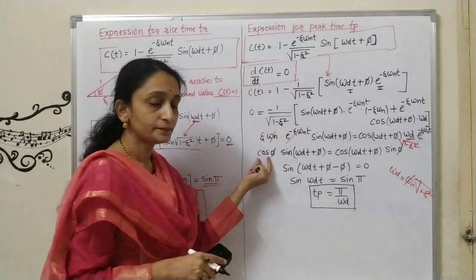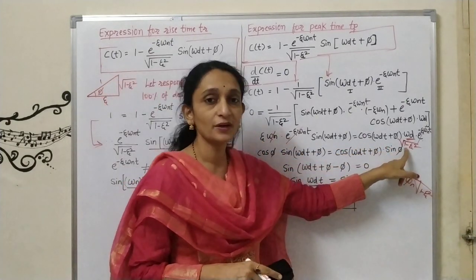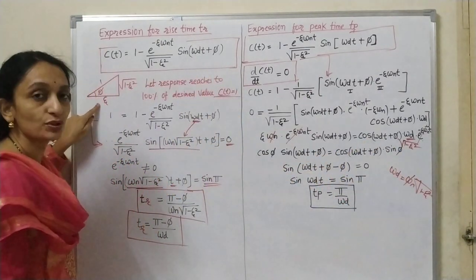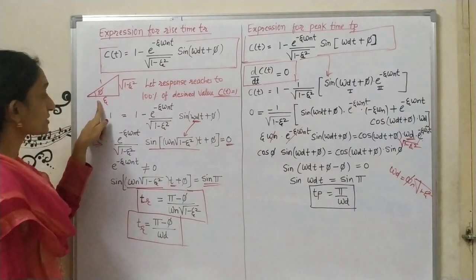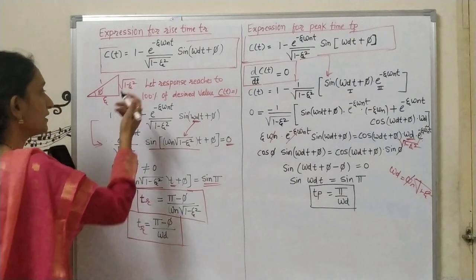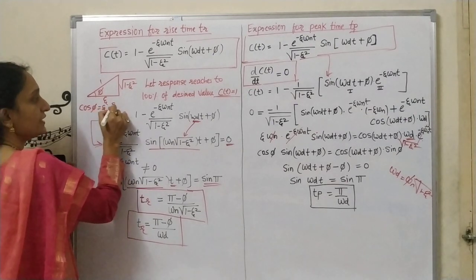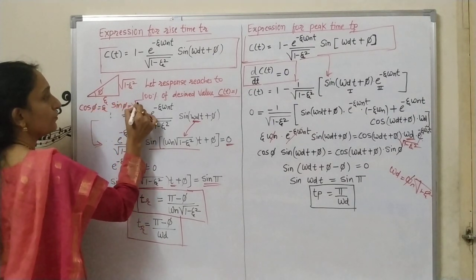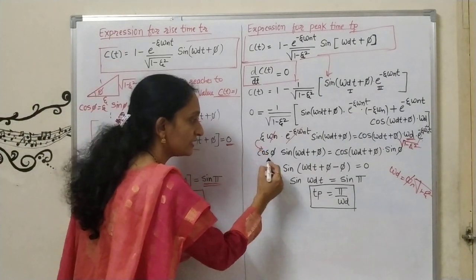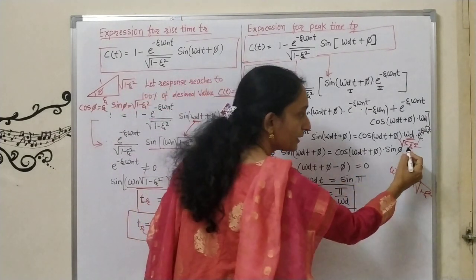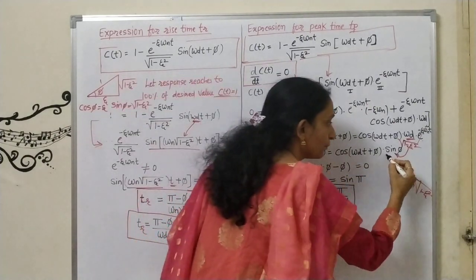Now here I have substituted the formula for zeta and under root of 1 minus zeta square. Look at this, this is actually the zeta triangle. While deriving the expression for output response, we have seen this zeta triangle. So what is that zeta triangle? We know that here cos phi is zeta and sin phi is under root of 1 minus zeta square. So I have replaced that zeta with cos phi, and I am replacing this under root of 1 minus zeta square with sin phi. I hope you got the concept.